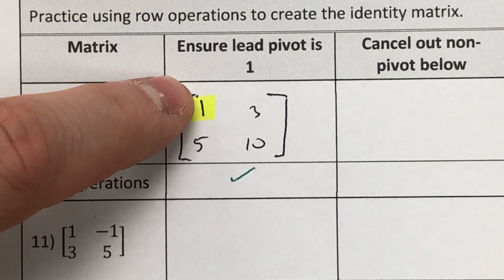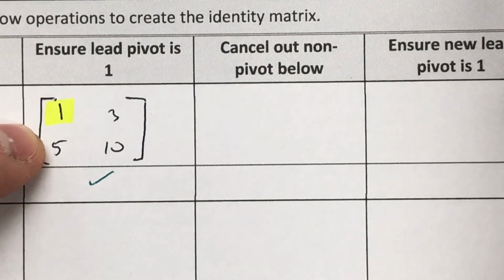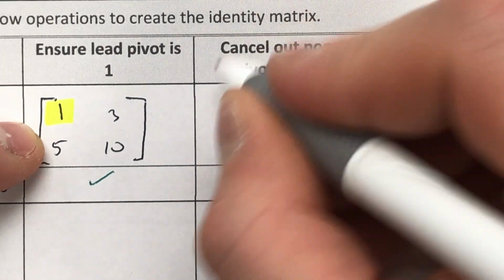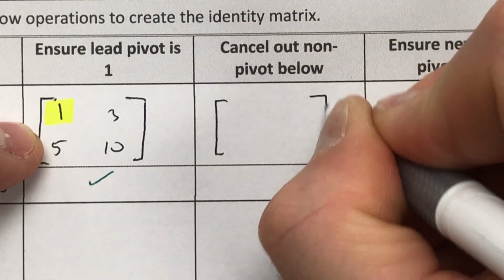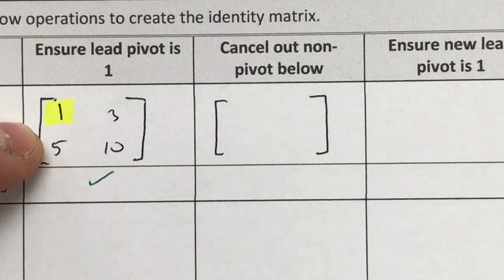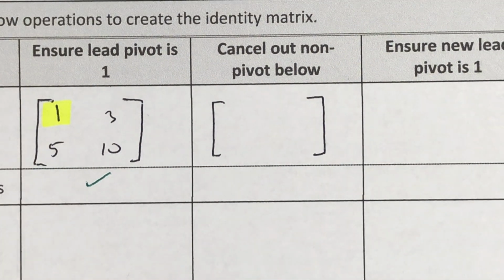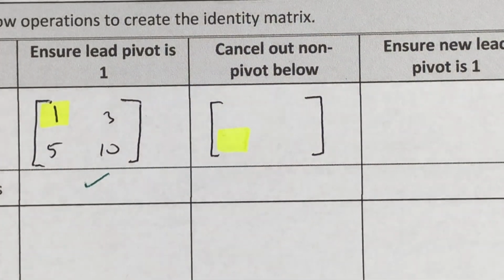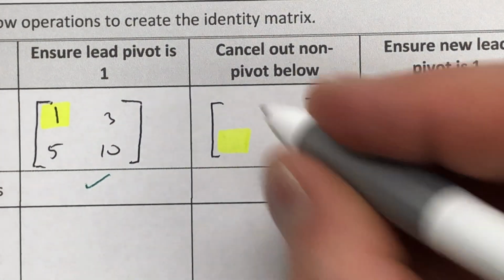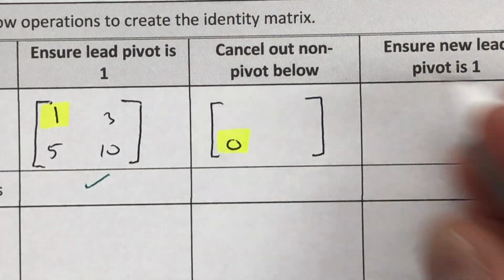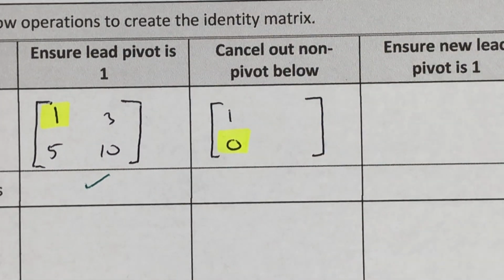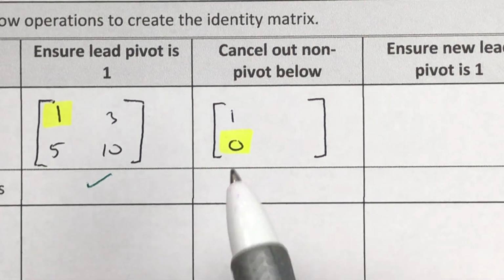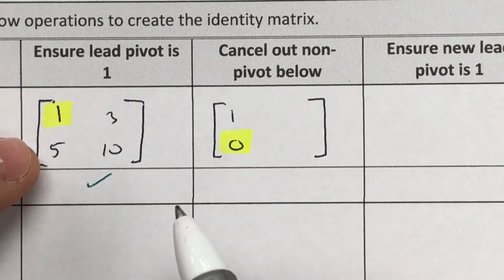My next number, I'm going to move down to the 5. So I want to cancel out the non-pivot below. I want this space right here to be a 0. I have my 1 up here. I don't want to change that. I want to turn that 5 into a 0. So what row operations do I need to do to cancel out that 5?